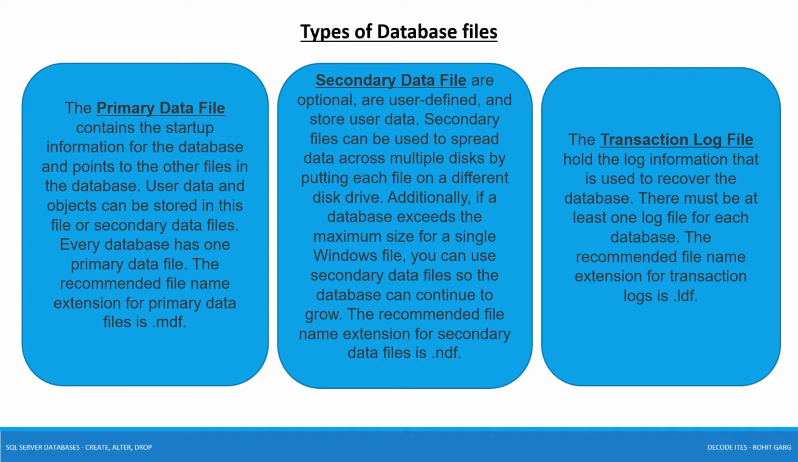The recommended file name extension is .mdf for the primary data file, but you can choose according to your wish or requirements. Secondary data files are optional, user defined, and store user data. Secondary data files can be used to separate data across multiple disks by putting each file on a different disk drive. Additionally, if a database exceeds the maximum size of a single Windows file, you can use secondary data files so that the database can continue to grow. The recommended extension is .ndf, but again you can choose according to your wish.